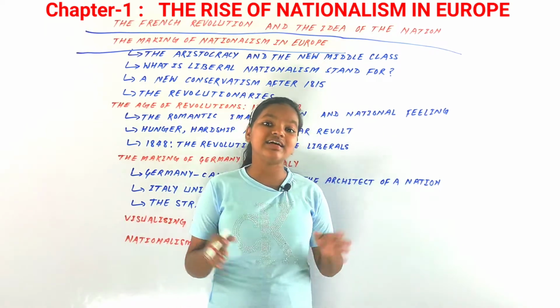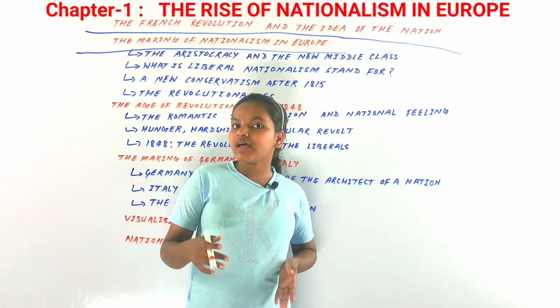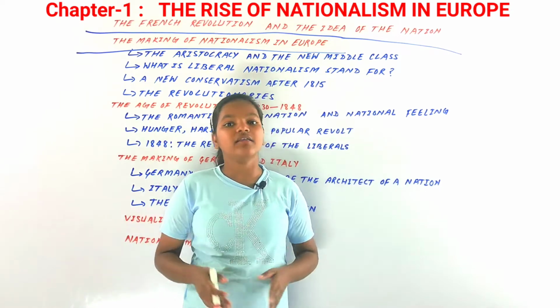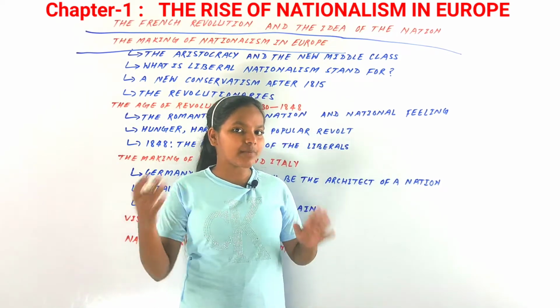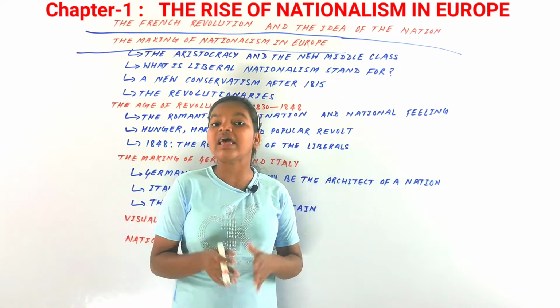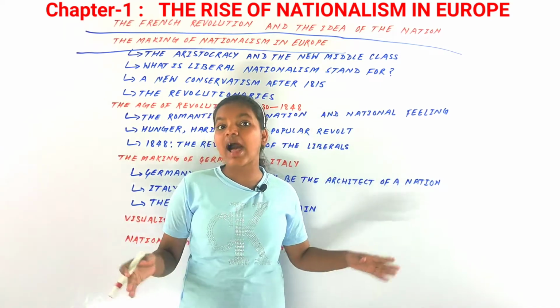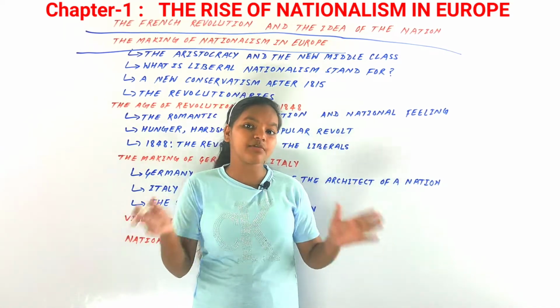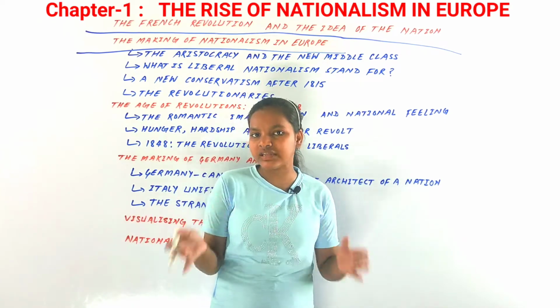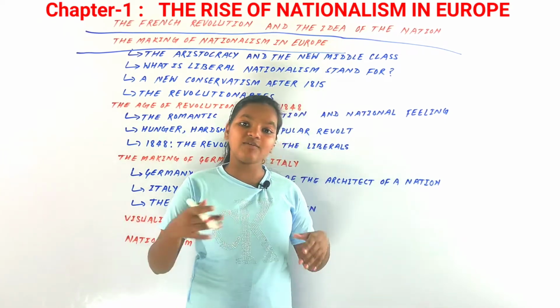For example, if you look at the Austria-Hungary Empire that was ruled by the Habsburg dynasty, in such a land there were different kinds of diversities, different types of people, and there was no sense of unity at all. There were many language-speaking people.